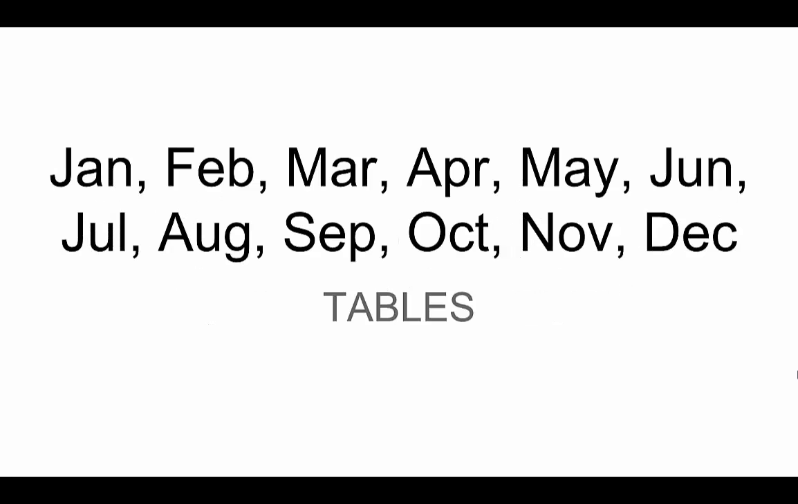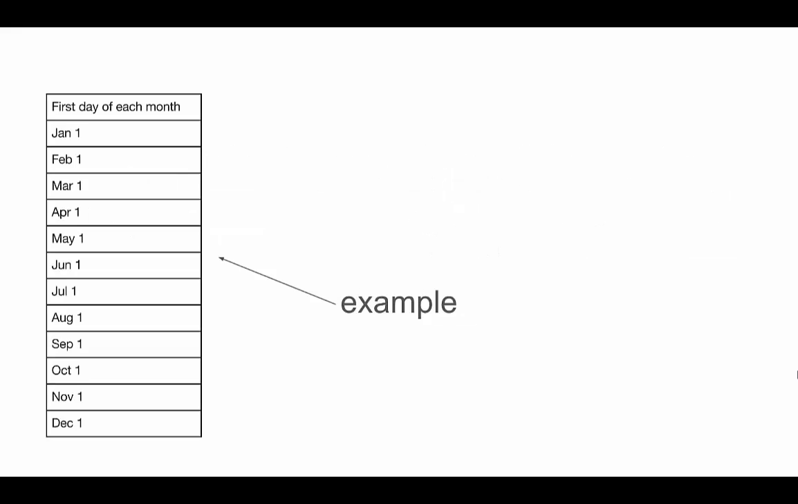Alright, if you're going to make a table or infographic, you're going to use these abbreviations, all 3 letters, no periods. Here's an example infographic, first day of each month. As you can see, 3 letters, no period.